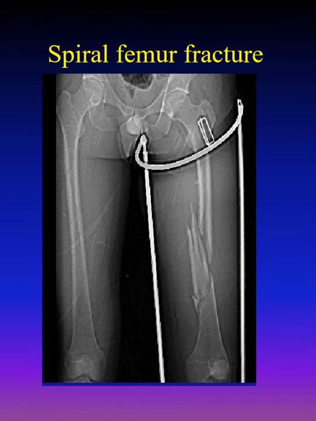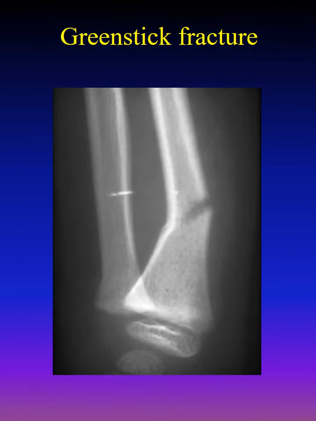And so here's an X-ray image of a spiral fracture that has occurred within the femur, and this was a result of some twisting motion where this person had to have several rods placed to help realign that femur. Here in the green stick fracture, again, this is going to be a partial fracture where it's an incomplete fracture within. This is the radius of the arm.